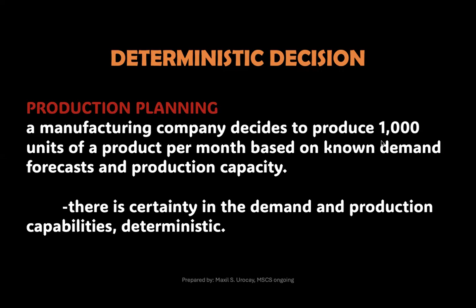So let me just say, in this particular case that is a deterministic decision, because all the variables, the demand forecast and the production capacity, are known with certainty. That is clearly stated. There is no uncertainty or randomness in the input or in the outcomes. So the exact result, which is producing 1,000 units monthly, can be precisely predicted based on the fixed parameters.